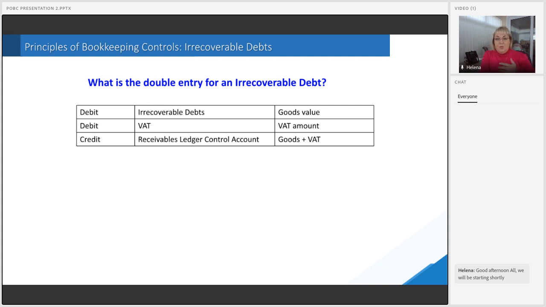So for now, we're able to reclaim the VAT on our irrecoverable debts, and we do so by debiting our VAT control. And then sadly, we need to reflect the fact that we're not going to recover those funds from our customers. So we need to reduce our receivables ledger control account with the full value, because they're not going to pay us for the goods and they're not going to pay us for the VAT. And that's the double entry that takes place in the general ledger.